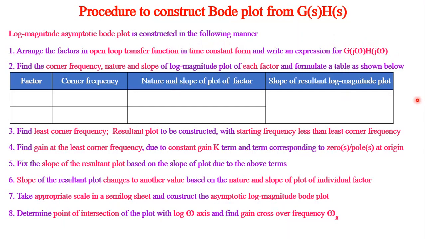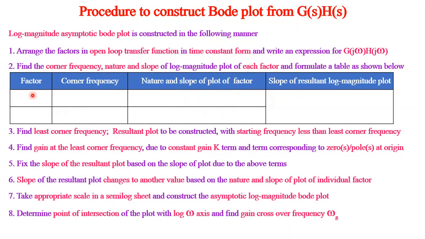The next step is to find out the corner frequency of different factors. We have already seen in the previous presentation, lecture 15, that we have corner frequencies corresponding to non-zero pole, that is 1 plus sT factor, 1 by 1 plus sT factor. Similarly, omega n square by s square plus 2 zeta omega n s plus omega n square factors. So find the corner frequency, nature and slope of the plot of each factor, log magnitude of each factor, and formulate a table as shown below to facilitate us to draw the Bode plot effectively.